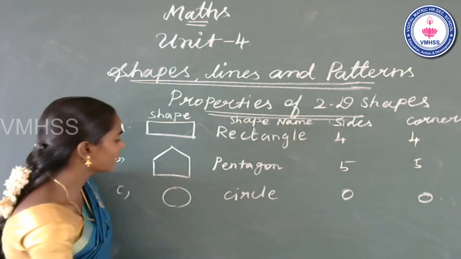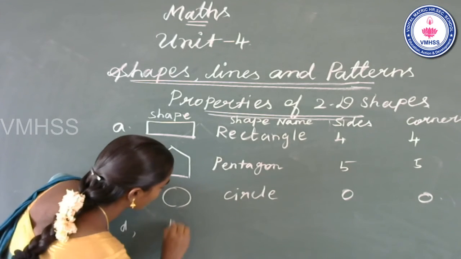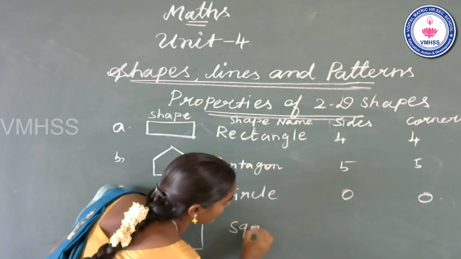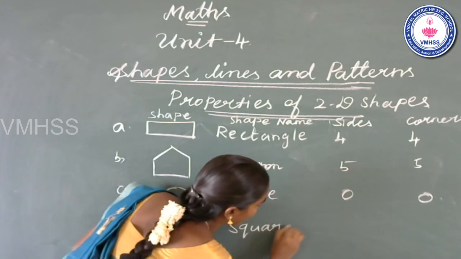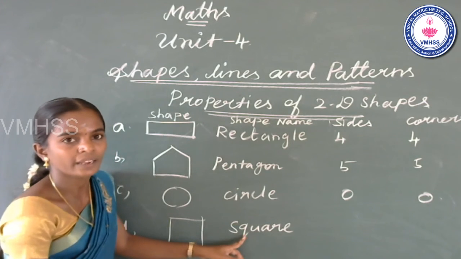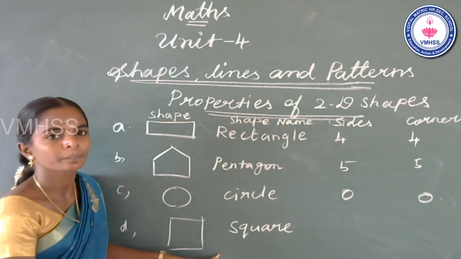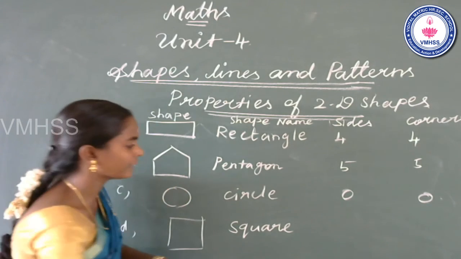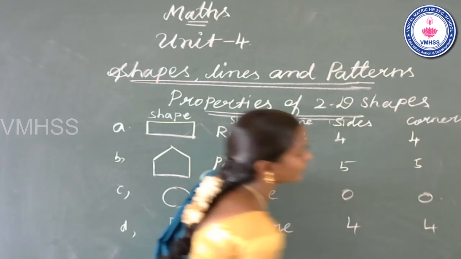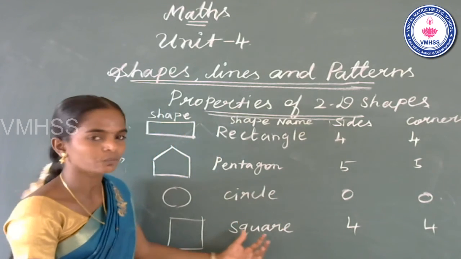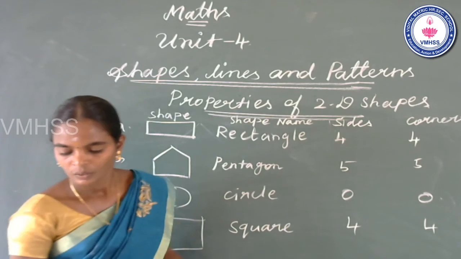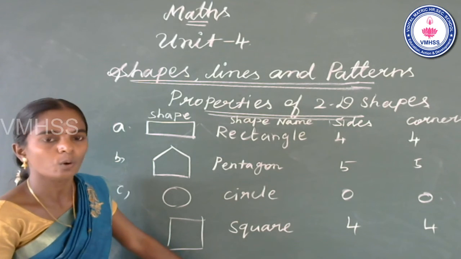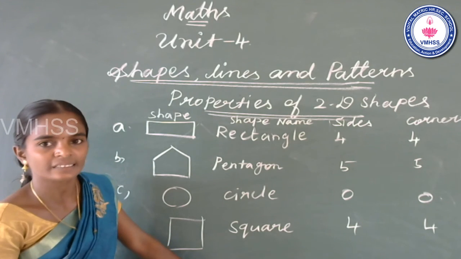Next one, D1, square shape. This shape, square. S, Q, U, A, R, E, square. How many sides in a square? 4. So, 4 sides and 4 corners. Did you understand? Square has 4 sides and 4 corners. Students, listen. E and F are homework.